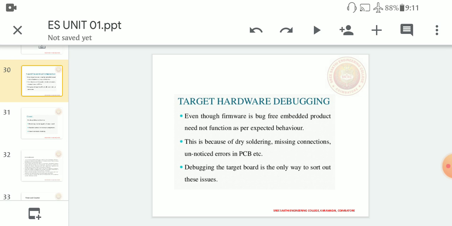So the next topic is target hardware debugging. So you all know debugging, the concept of debugging. Whenever we are getting into software, we automatically need a debugging tool. But here we are combining the process of hardware and software together to perform a function. So we need a debugging tool which is suited for both hardware and software together, right?